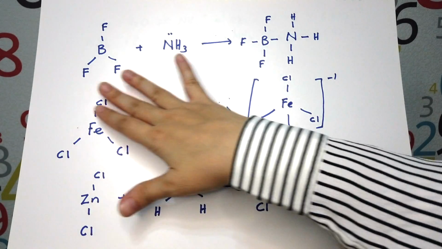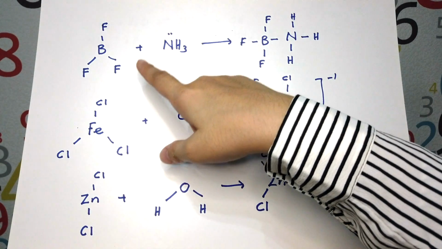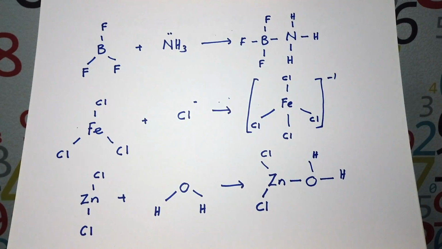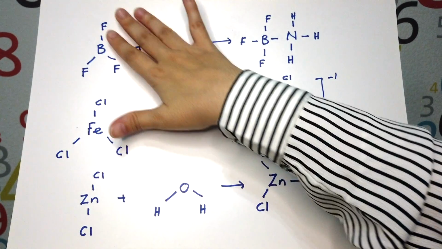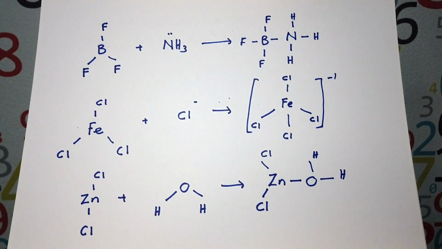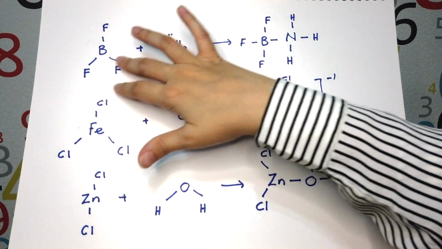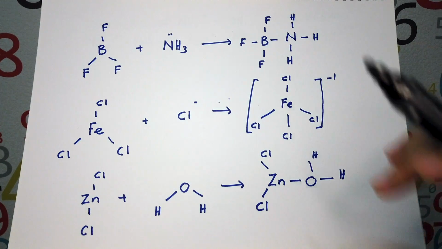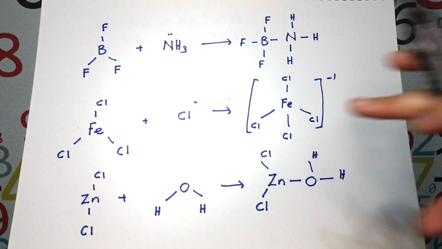For example, the first question, you have BF3 and NH3, and this will be the product. If you look at this one, there will be no lone pair or lone electron inside this substance. But if you look at the NH3, in the end it will have one lone pair.